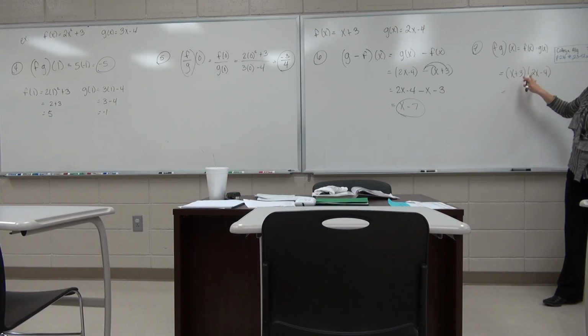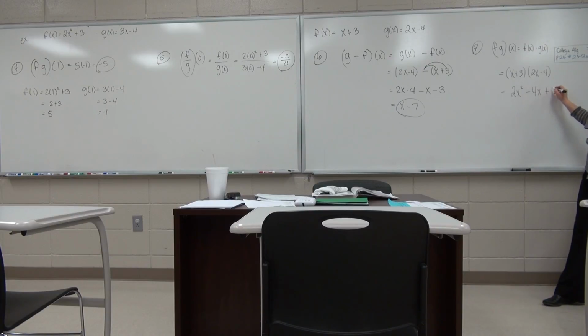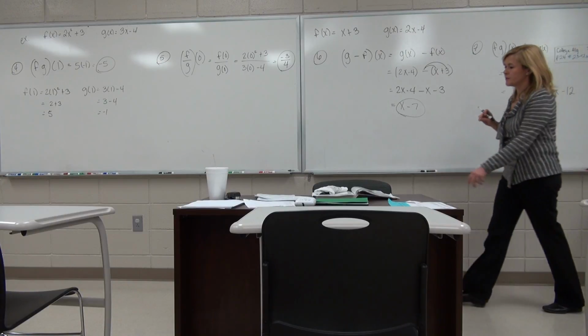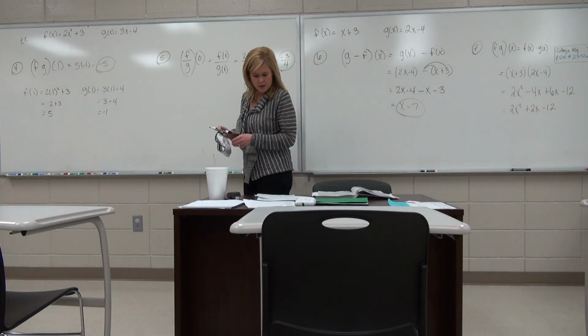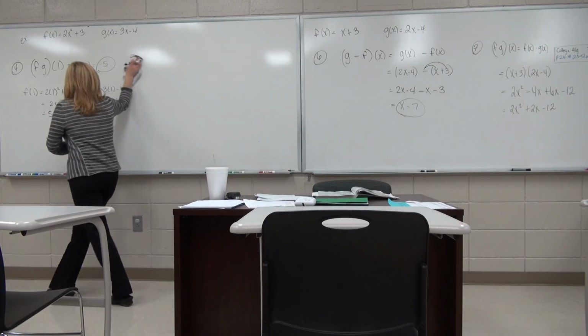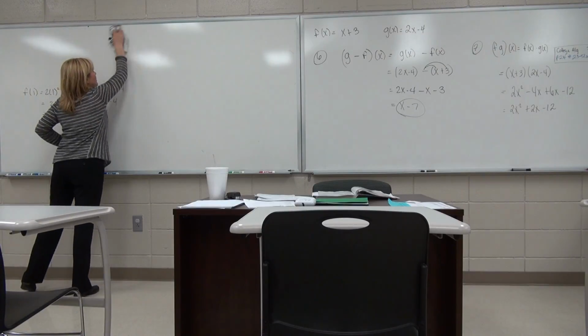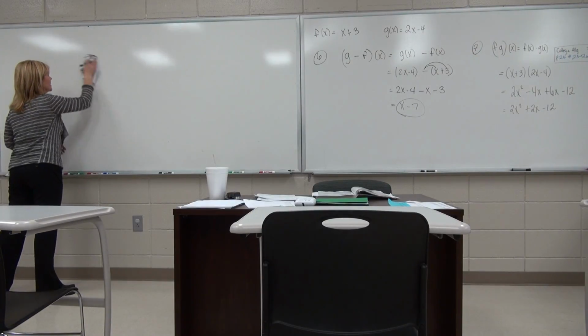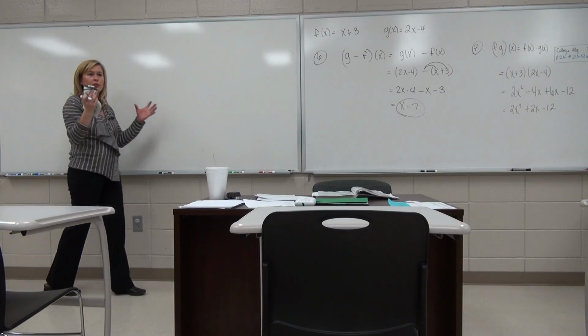So that means on this one, multiplying the first terms together, I get 2x squared, outside minus 4x, inside plus 6x, last minus 12. So that's 2x squared plus 2x minus 12. Alright, let me give you one more with these. That's why anytime you do them, if it's got an x in it, keep what you've got in parentheses until you've taken care of the operation.